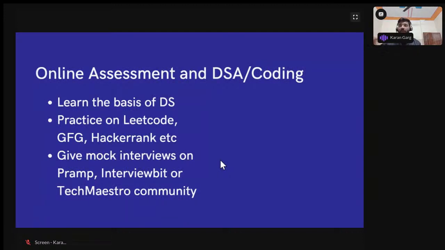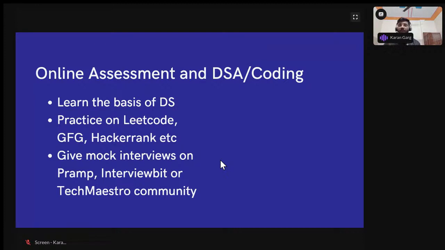Then dynamic programming. Most of these will cover you for almost all companies, including companies like Facebook and Google. So once you cover basics, the next part is practice on LeetCode or GeeksforGeeks or HackerRank.